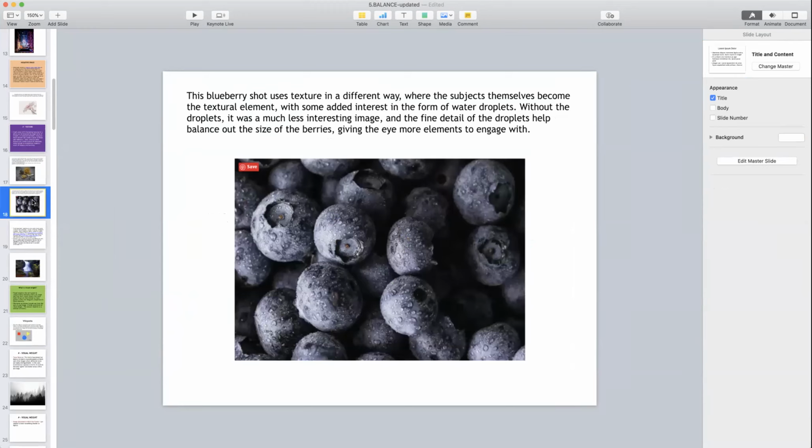So this blueberry shot uses texture in a different way, where the subject themselves become the textual element with some added interest in the form of water droplets. Without the droplets, it was much less interesting image, and the fine details of the droplet help balance out the size of the berries, giving the eyes more elements to engage with. So इसमें इसकी position देखेंगे आप, some part are from the top, some part are from the below, and these water kind of droplets are creating more interest to it.